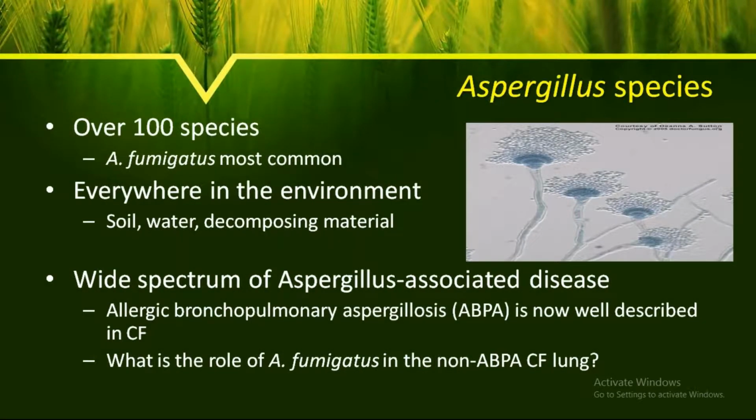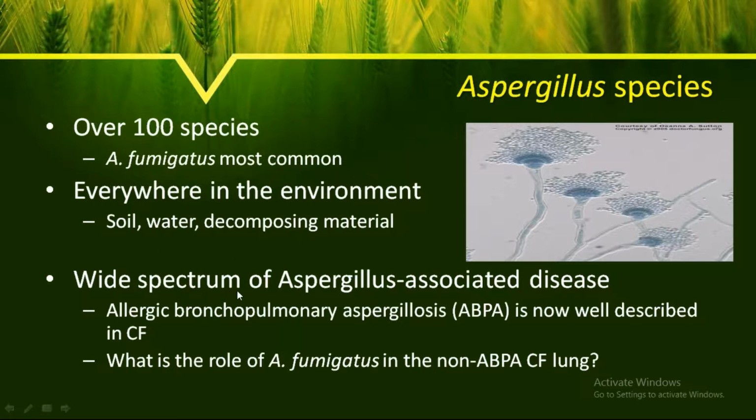So coming to Aspergillus species, there are more than 100 species, out of which Aspergillus fumigatus is very common. And Aspergillus is found everywhere in the environment. The conidia are there in the air. They are found everywhere. And you might have inhaled, I might have inhaled, all of us might have inhaled. But because of our immunity, we are protected from the disease that is caused by Aspergillus. So they are found in soil, water, decomposing material.